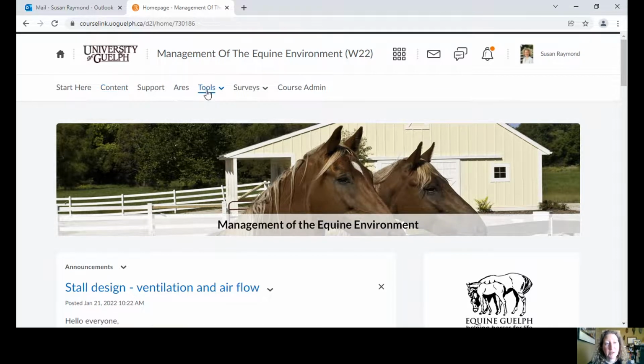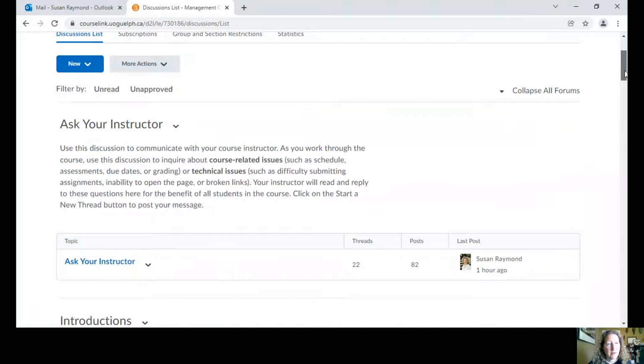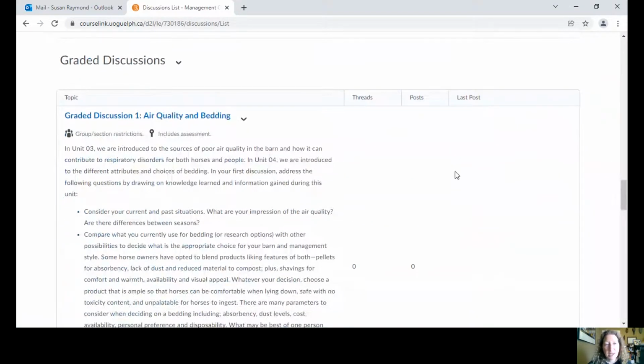Under tools, under our discussions, instead of working in your unit discussions, scroll all the way down to our graded discussions. So for both this week and next week, we are going to be covering graded discussion number 1. So don't participate in your unit discussions, participate only in the graded discussions.